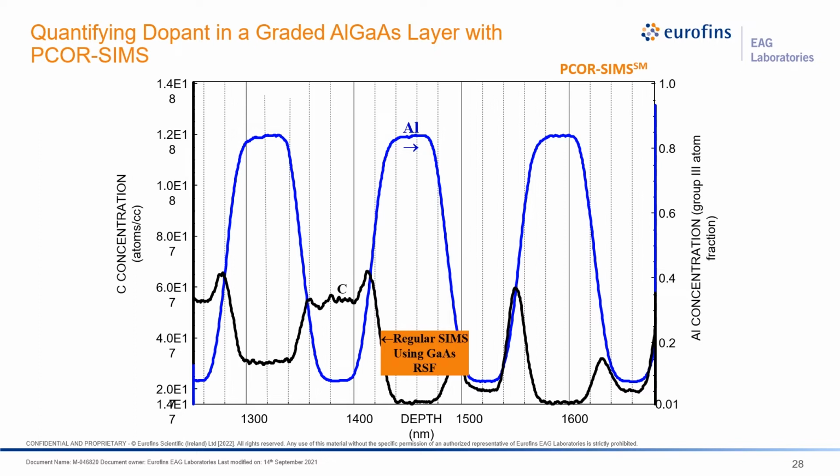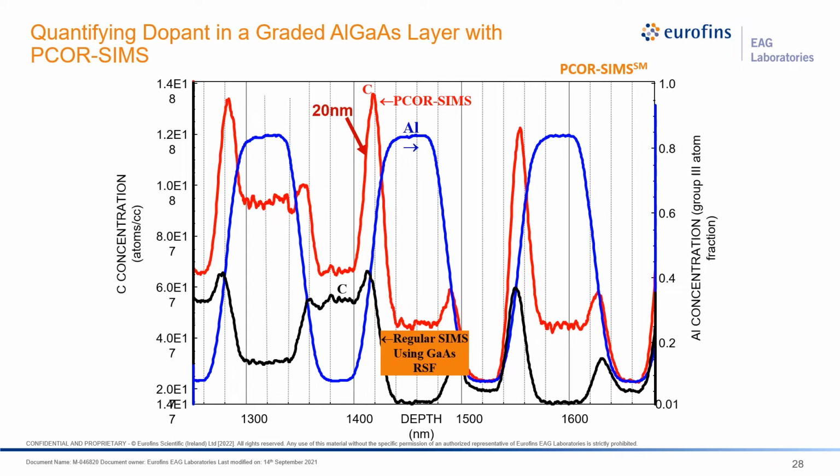Let's apply that knowledge to a VCSEL structure. We're looking at a p-DBR layer of a VCSEL structure, a vertical cavity surface emitting laser structure. And in this structure, from one DBR mirror into the other one, the AlGaAs composition is graded, as you can see. And the intention was to put a carbon dopant right at that graded AlGaAs interface. If we were to take the SIMS intensity and convert it into concentration using the gallium arsenide RSF, we will get this profile. But we know that the quantification requires multiple different RSFs because the aluminum concentration changes.